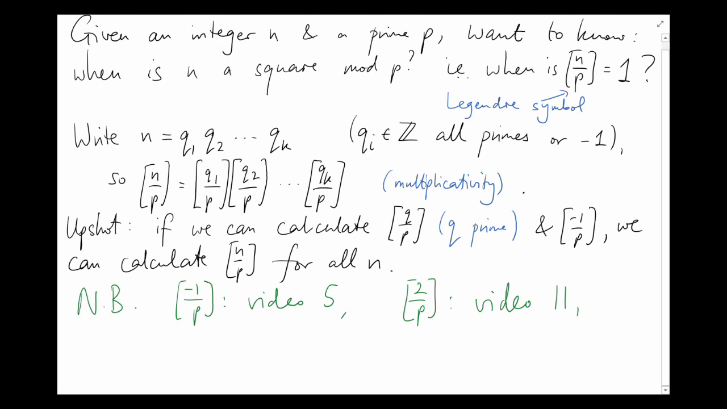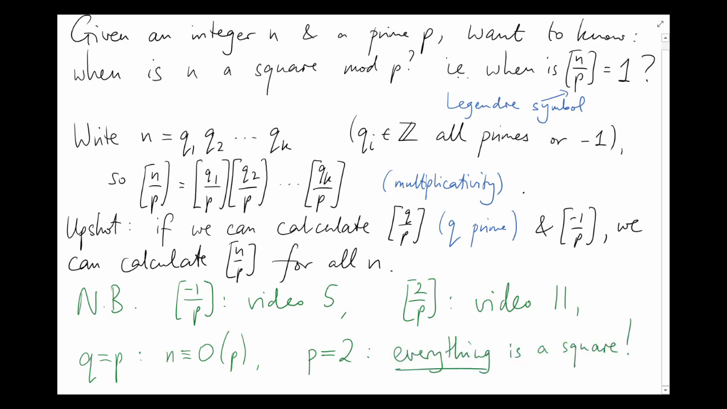And there are two uninteresting cases. The case when q equals p isn't very interesting because if n has a factor of p in it, then n is just 0 mod p. And the case when p equals 2 isn't interesting because everything mod 2 is either 0 or 1 and they're both squares. We still haven't addressed any of the other cases, in other words, the cases where p and q are distinct odd primes. But luckily we've now built up enough machinery to do this quite easily.